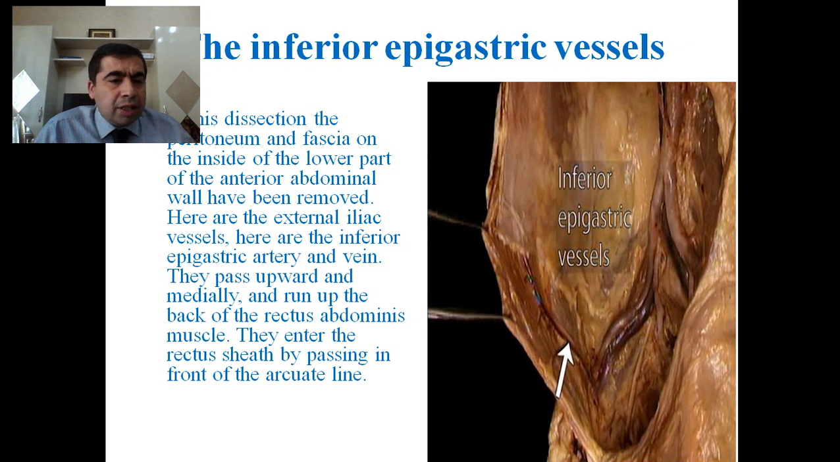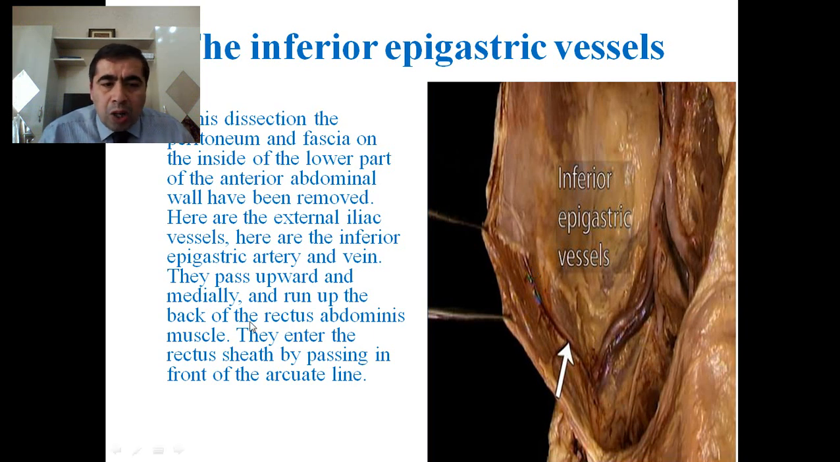Here are the external iliac vessels. Here the inferior epigastric artery and vein. Here, look at the inferior epigastric vessels. It's the anterior abdominal wall. The common iliac, external iliac, and the external iliac gives the branch inferior epigastric artery or the vein, respectively.